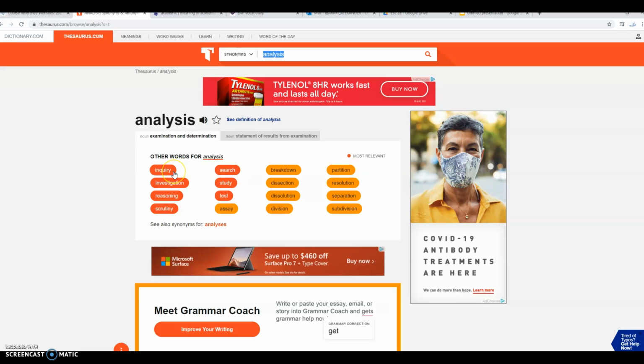So you can find the synonyms examination, determination, inquiry, investigation, and reasoning. Those would be the 5 most common synonyms for analysis. And that's just a little bit about how you find common synonyms for your vocabulary words this semester.